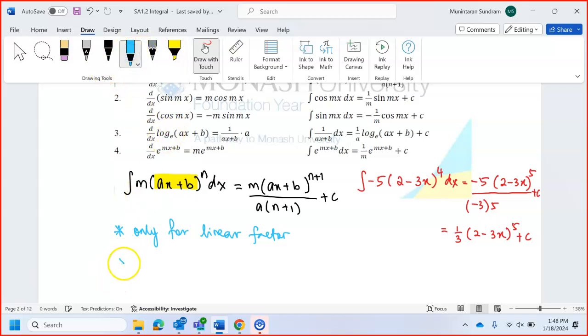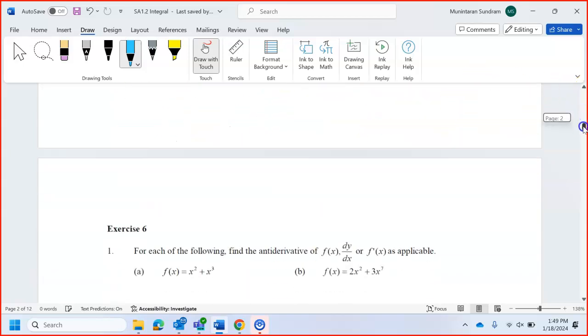Second limitation, your n cannot be -1. When n is -1, we have a different formula. You have to keep in mind these two limitations. First is only for linear, ax plus b. Next, the n cannot be -1. Can it be -2? Can. Only cannot be -1. Are you guys okay?